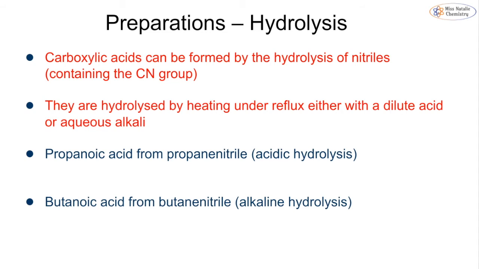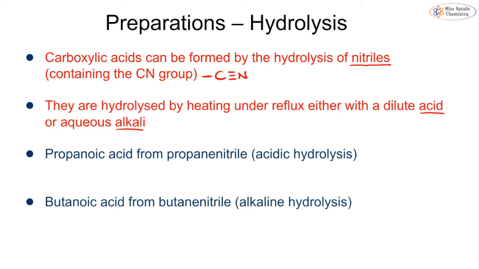Now, another way that we can actually prepare a carboxylic acid is one that we may not have seen before, and this is where we take a nitrile and we hydrolyze it. So a nitrile contains this CN group, so the carbon triple bonded to a nitrogen. And we can hydrolyze these molecules by heating it under reflux, either with a dilute acid or with an aqueous alkali. So we've got acidic hydrolysis or alkaline hydrolysis.